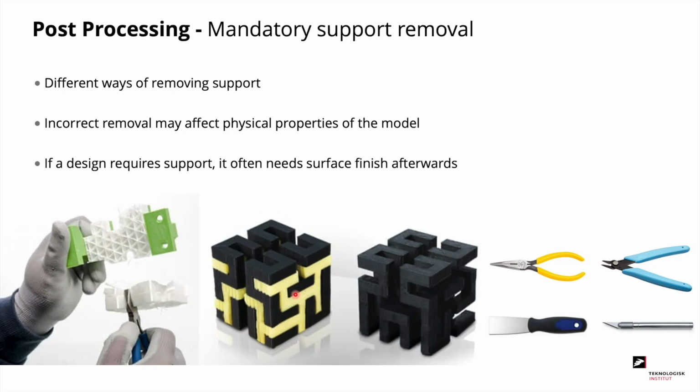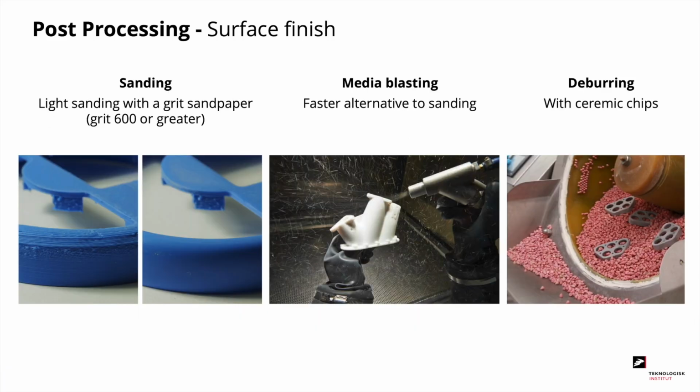If the model requires support material, it also often needs surface finish afterwards. To improve the surface finish, you have different options. For example, you can use sanding, media blasting or deburring. On the left you can see an example of using sandpaper, where a 600 grit sandpaper has been used to make the surface smoother.